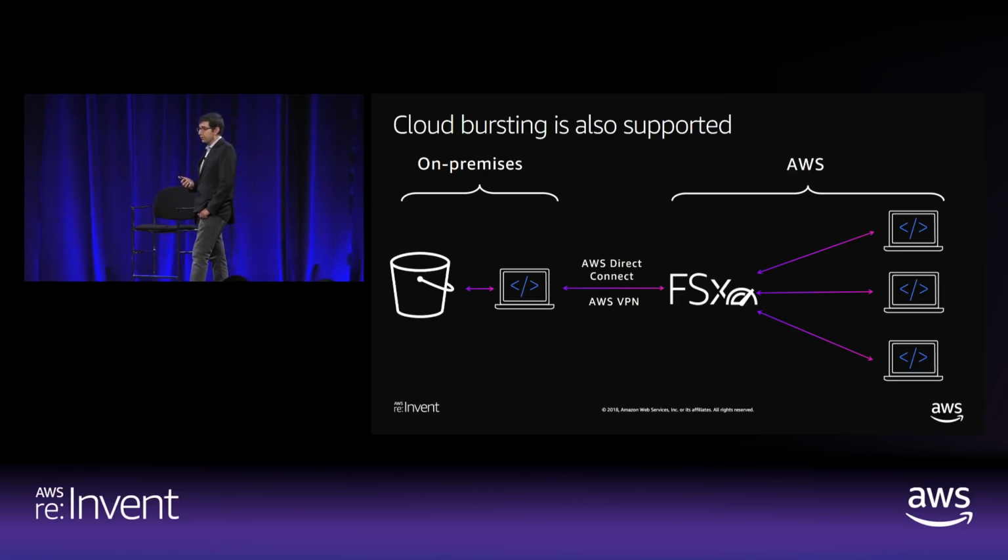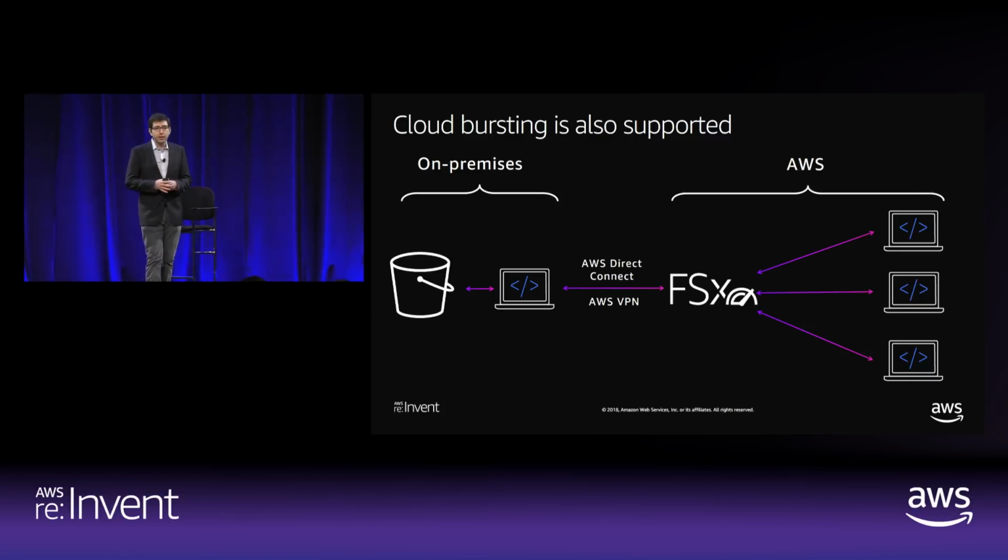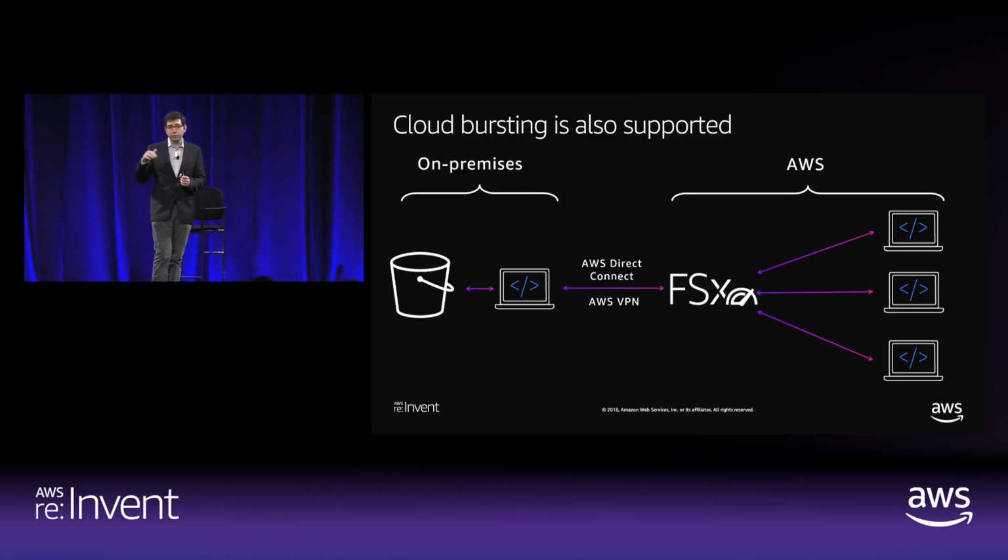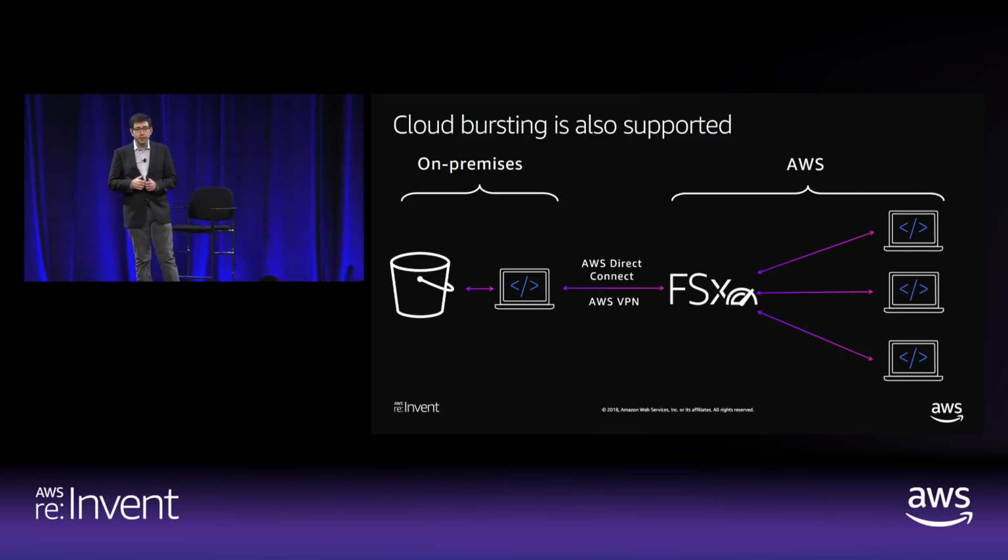And then cloud bursting is also supported. The scenario here is you have your data on-prem, and you want to spin up some compute on the cloud, burst to the cloud to process the data. So what you would do is spin up an FSx for Lustre file system. You would mount it from an on-prem server over Direct Connect or over VPN. You would batch move the data into your Lustre file system. You'd spin up your compute cluster on AWS, process the data, and then move your data back. So that would be the path for cloud bursting.